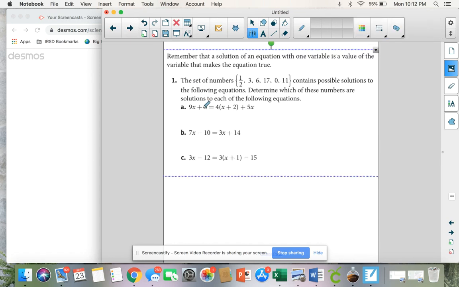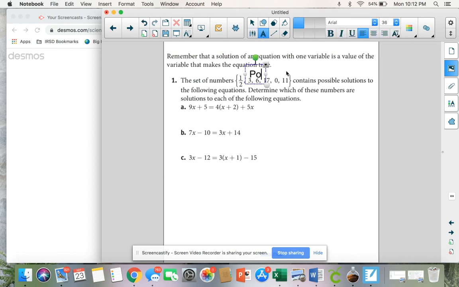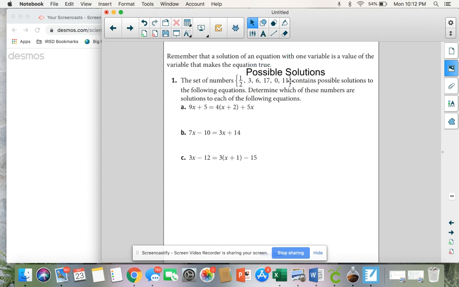So if I take a look at these three equations, 1, 2, 3, and I'm given this set of numbers. So these numbers right here are possible solutions. And I know that they're possible solutions because they're written in the brackets, and algebraically, that's how we show potential solutions. So it says, remember that a solution of an equation with one variable is the value of the variable that makes the equation true. So the set of numbers contains possible solutions to the following equations. Determine which of these numbers are solutions to which of the following equations.